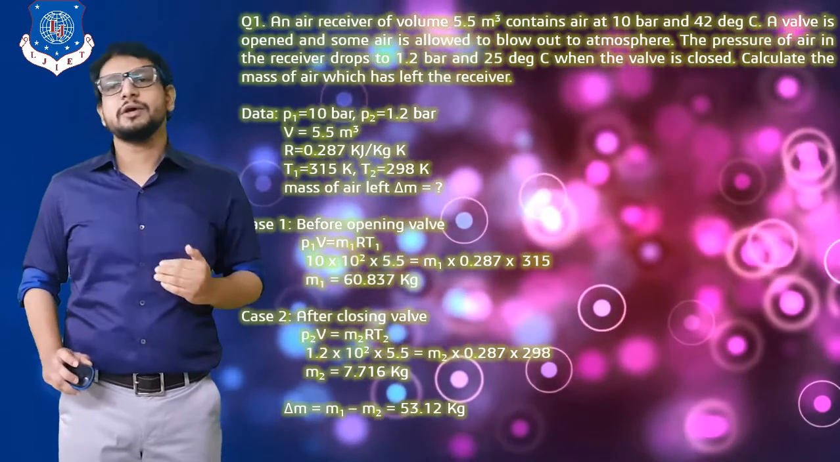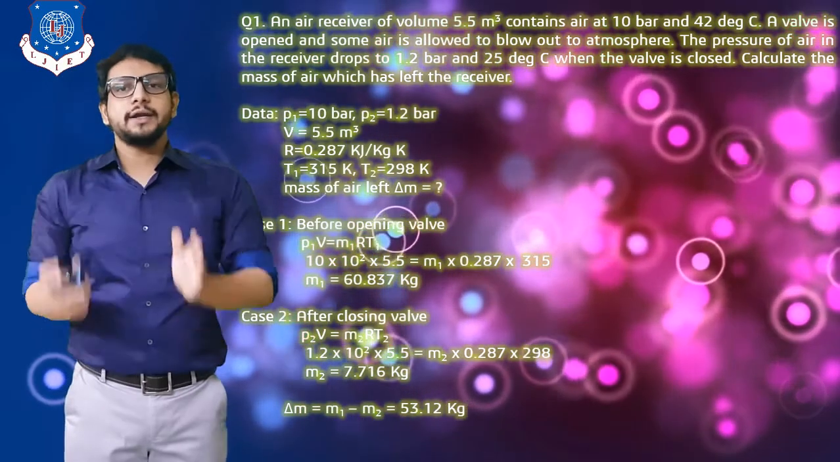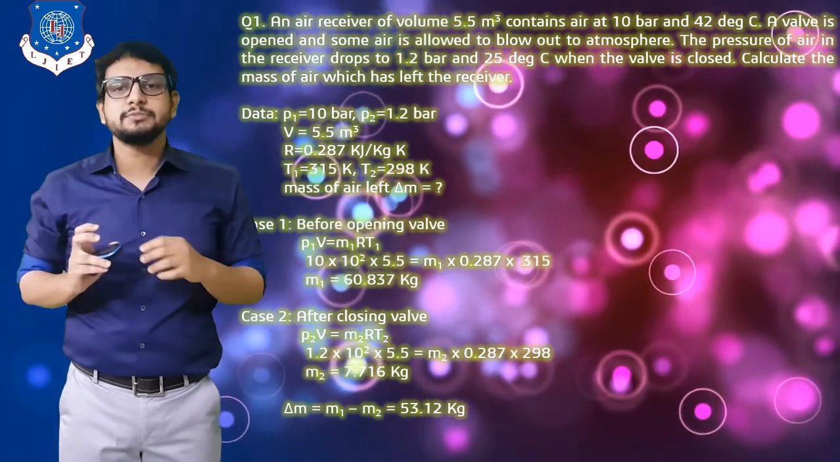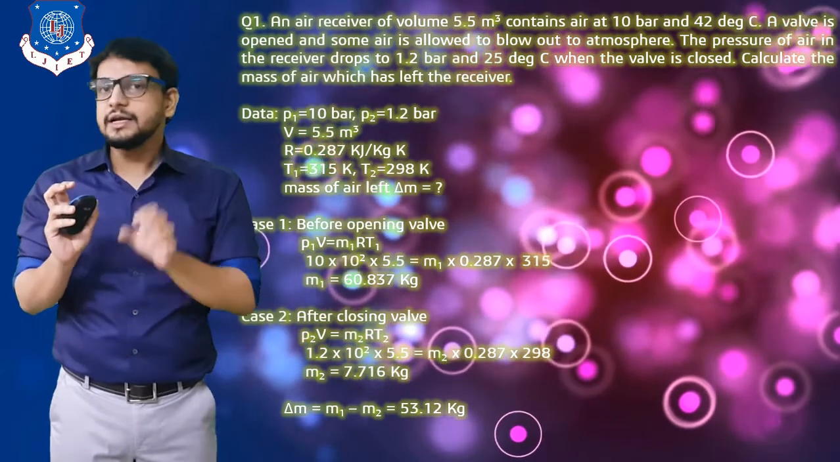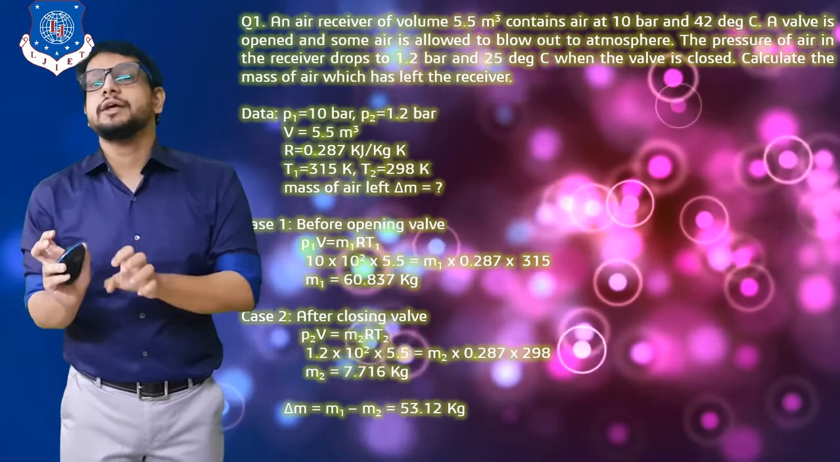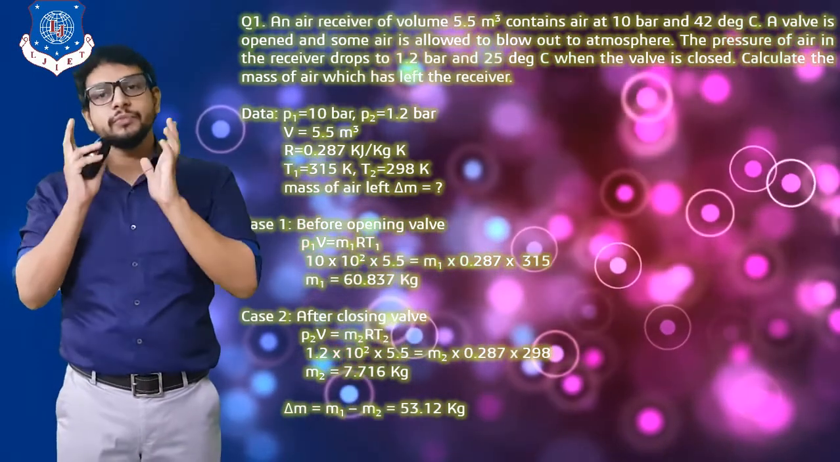So let's understand this question first. An air receiver is provided, and that air receiver has a volume of 5.5 meter cube, which has been mentioned. In that air receiver, the air is present already at a pressure of 10 bar and 42 degrees Celsius before opening the valve. Remember, before opening the valve.